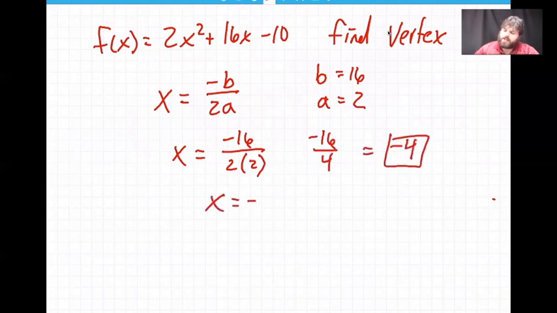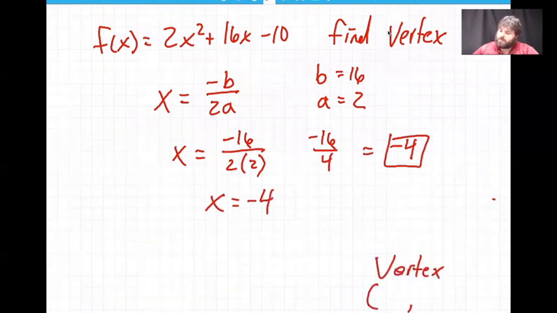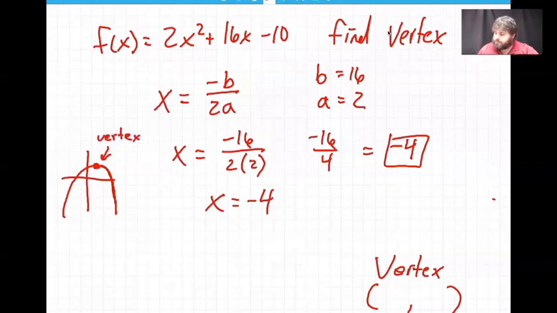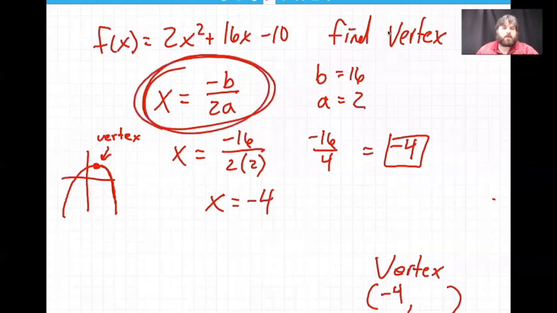So that tells me the x coordinate of my vertex. Remember, the vertex is the highest or lowest point in the parabola. If we ever want to find the highest or lowest point in the parabola, the maximum or the minimum of the function, we're looking for the vertex. If our parabola looks like this, that little coordinate right there is the vertex of the function. So we know the x coordinate is -4. We used our -b over 2a formula to find that.